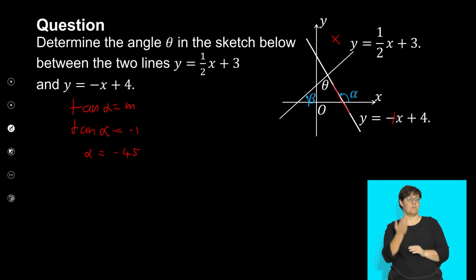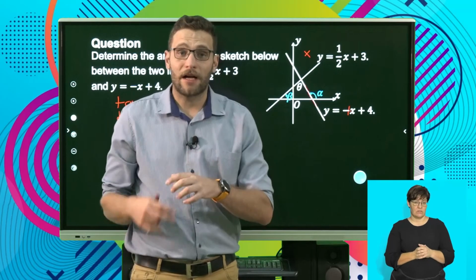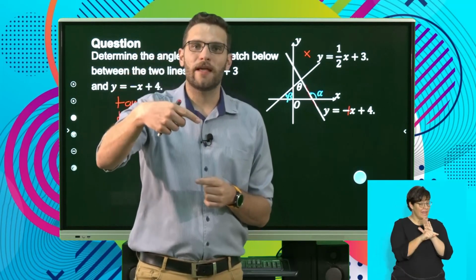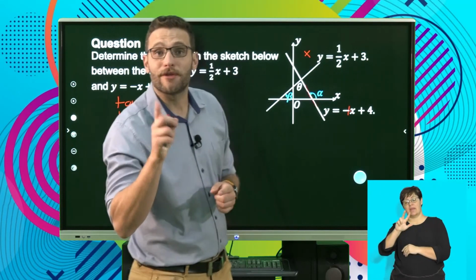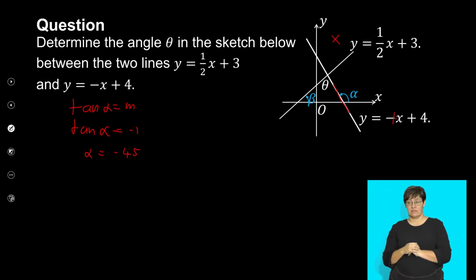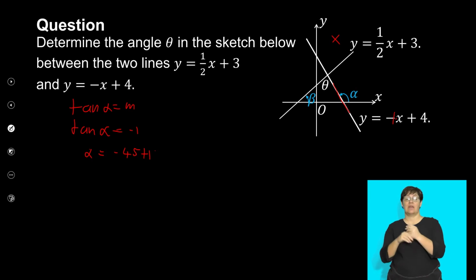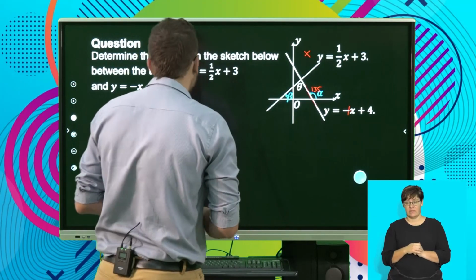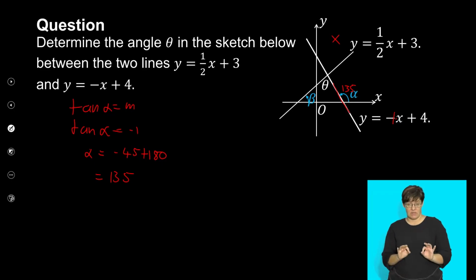Now, we discussed this earlier in the lesson. I can't get a negative angle. And so what we're always going to do when we get a negative angle is add 180. So I'm going to take that minus 45 and add 180, and I'm going to get an angle of 135. I know that this angle alpha is equal to 135. Excellent. I'm halfway there. And if I can calculate beta, I can hopefully calculate what theta is.